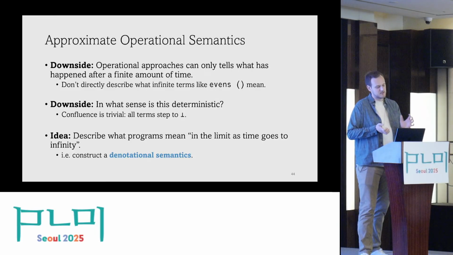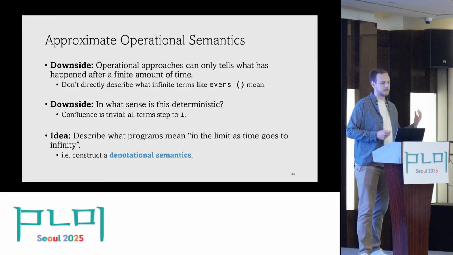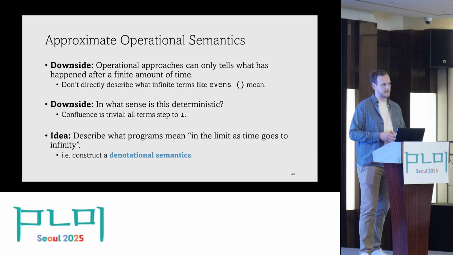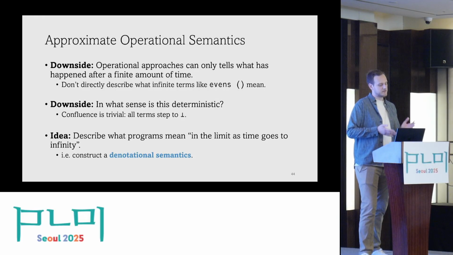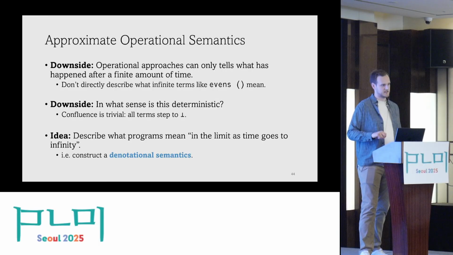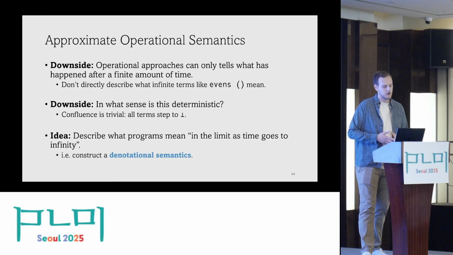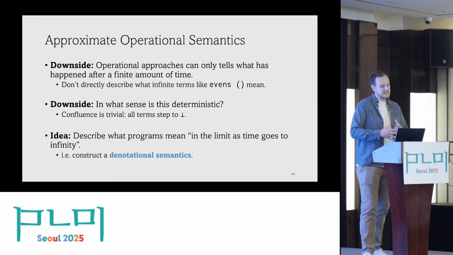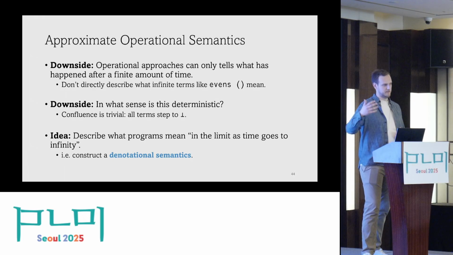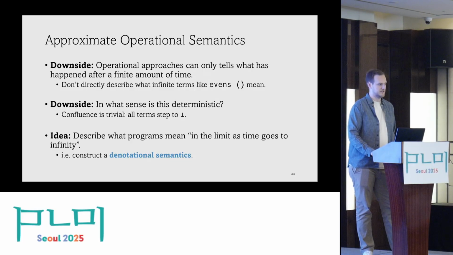Well, the nondeterminism is really a trick for getting a cleaner specification. It's not really saying something fundamental about the language. What do we have to prove in order to demonstrate that? Well, you might think that we have to prove some kind of confluence property on a rewriting system, but actually confluence is trivial here. Bottom approximates all terms, so all terms step to bottom. Instead, what we do is we build a denotational semantics. We describe what a program means in the limit as time goes to infinity. That's what the denotational semantics will let us talk about.